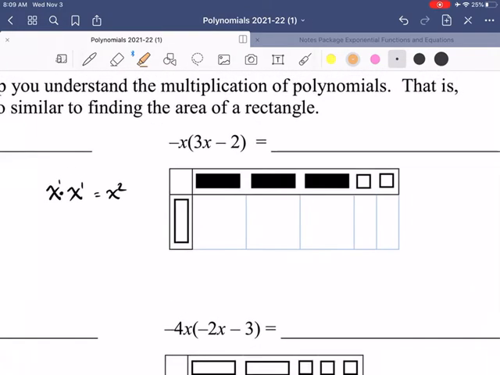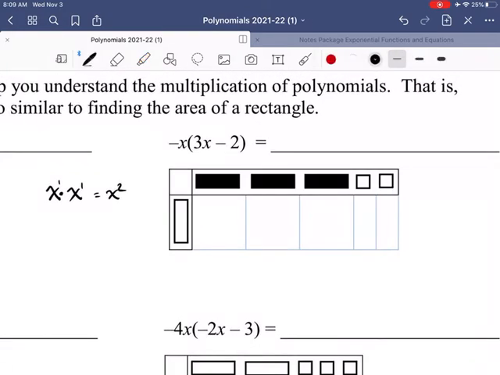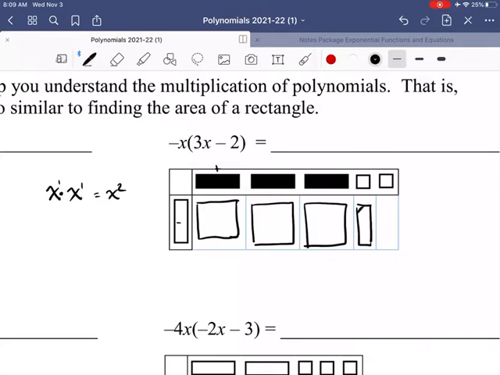Let's try another one here. Negative x multiplied by 3x, so we have this width and this length, and then we have to think this is a negative and this is a positive up here, so it's going to remain negative. And the same thing follows here, and the same thing follows here. On these ones, however, it's going to be a negative multiplied by a negative, so we get a positive. So what do we have? We've got negative 3x squared and positive 2x. Perfect.